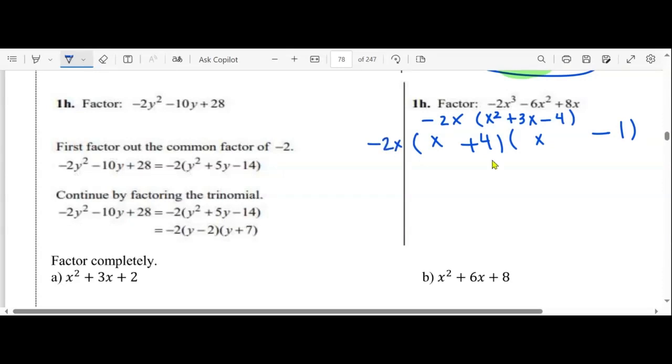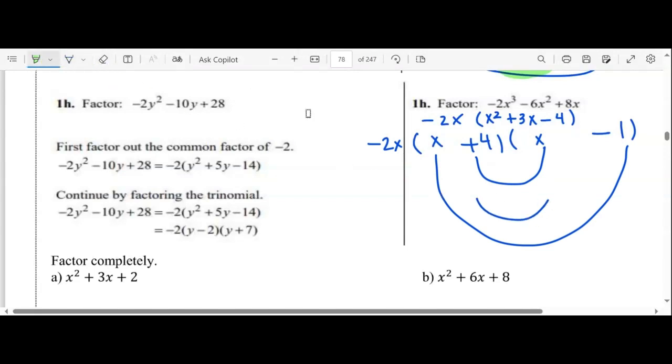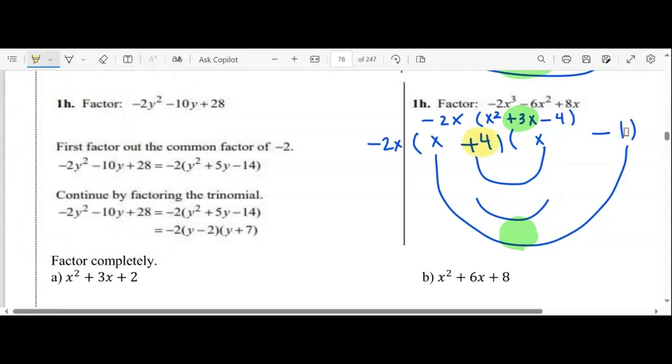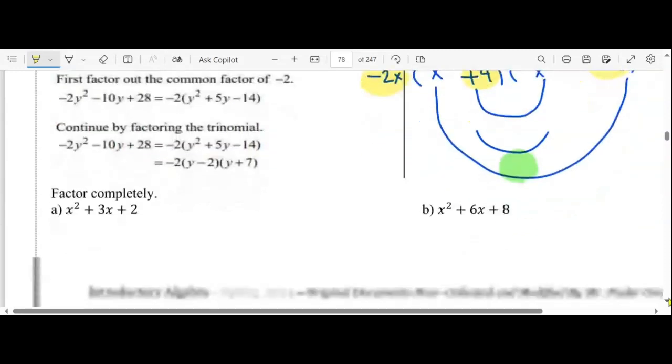Negative 2x. Now, if you're not sure, what do you do? Check. What do you do? Happy face. So remember, you need what? 3x. So the total here has to be what? 3x. And the last has to be what? 8x. It has to give you 8x. Remember, you have to multiply times this. Okay? Let's go for the next.